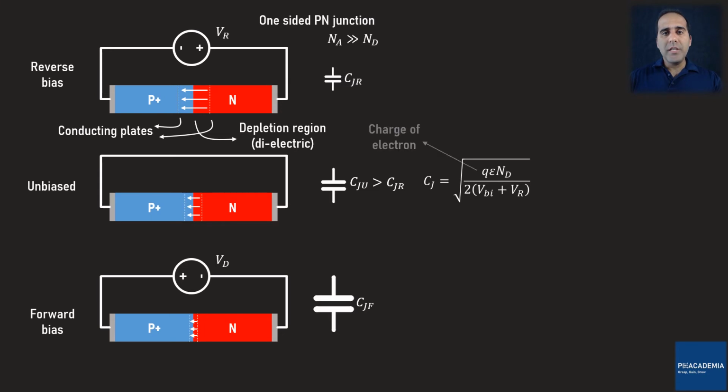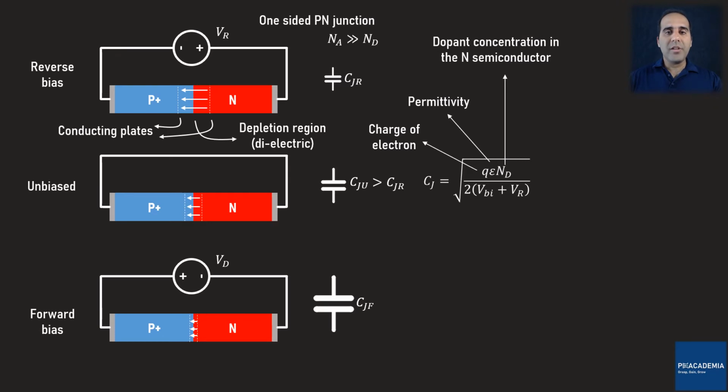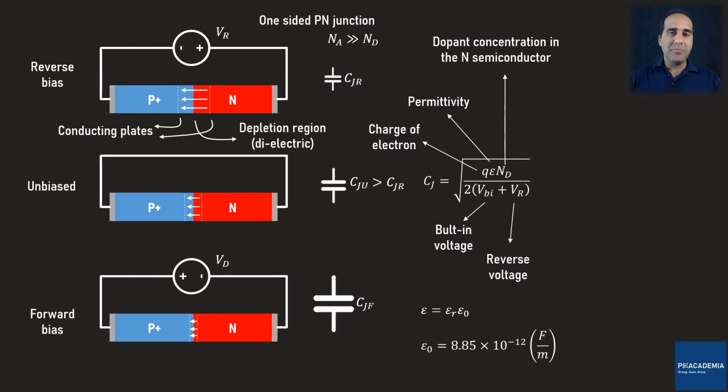In this equation, q is the charge of an electron, epsilon is the permittivity of the base semiconductor, Nd is the donor concentration of the N semiconductor, Vbi is the built-in voltage, and Vr is the reverse voltage applied to the diode. Just as a reminder, permittivity equals the relative permittivity times the permittivity of the vacuum. By the way, to show that the diode depicted is one-sided, we need to add a plus sign right after the P to show that Na is much larger than Nd.